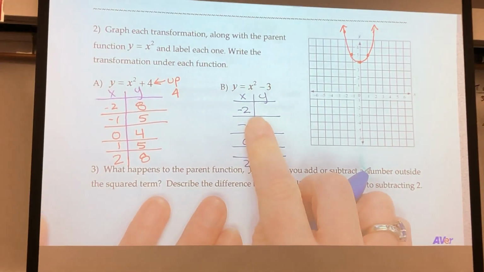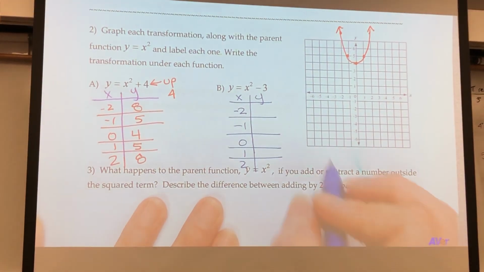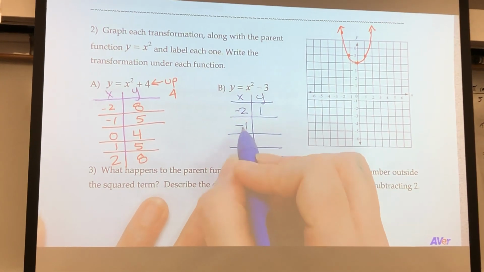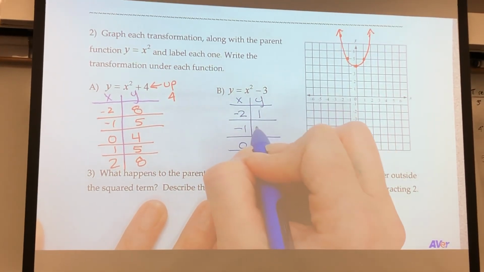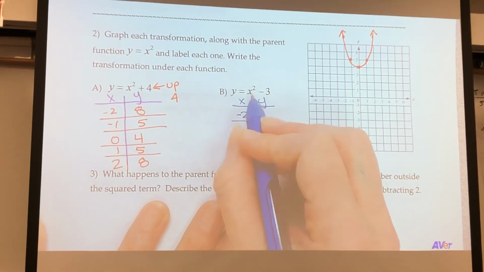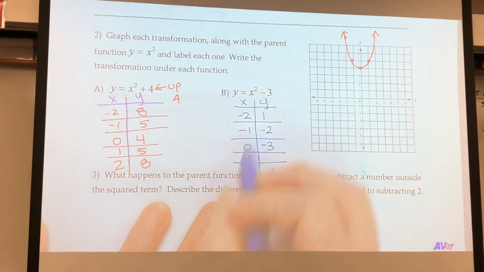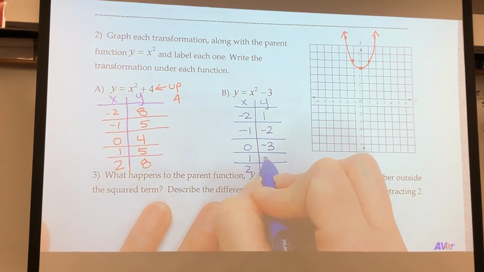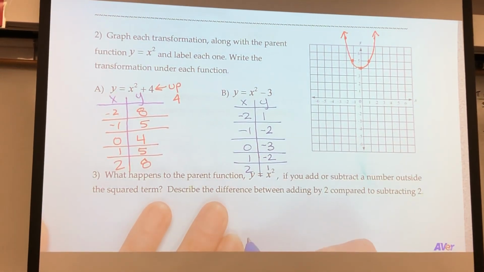If I plug in -2, let's just go through the process. -2 quantity squared is 4, take away 3 is 1. -1 quantity squared is 1, take away 3 is -2. 0 squared is 0, take away 3 is -3. 1 squared is 1, take away 3 is -2. 2 squared is 4, take away 3 is 1.